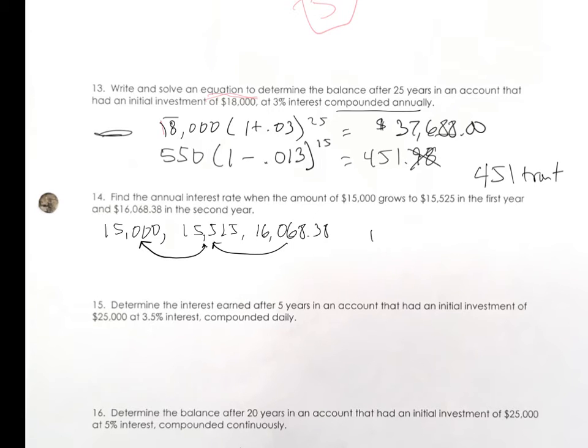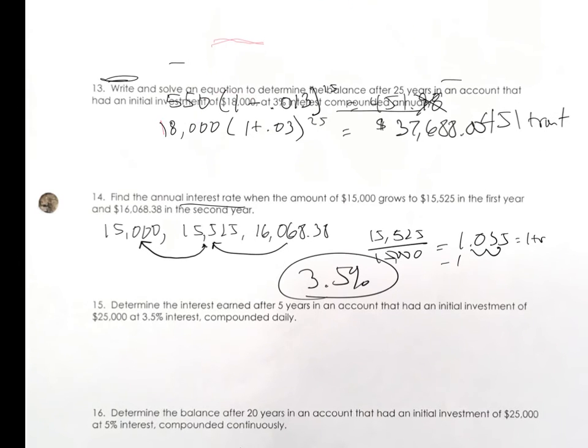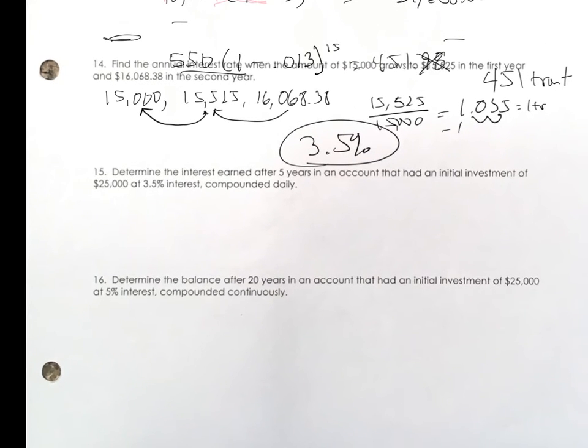I'm going to use the 15,525 and divide it by the 15,000. This gives you 1.035, but remember, that is the 1 plus r. So you have to take away the 1. Moving the decimal point over, this is 3.5%, because the question asks for a percentage rate, the annual interest rate. So make sure you move the decimal back for your percents. Trying to keep my trout out of my way here.